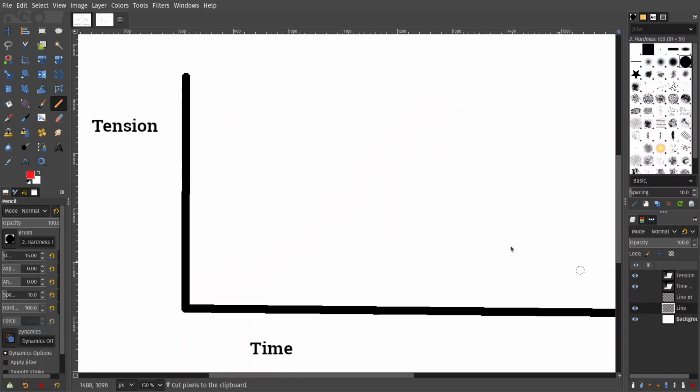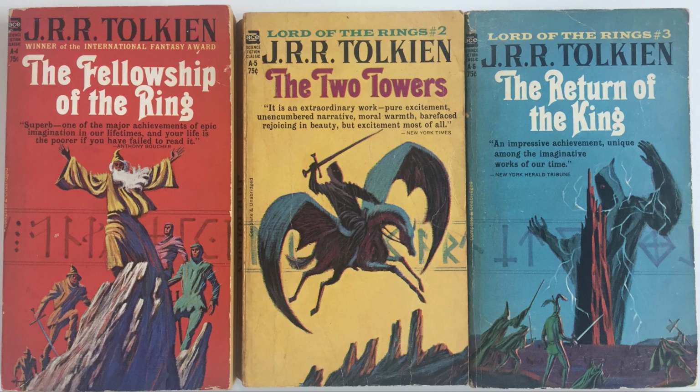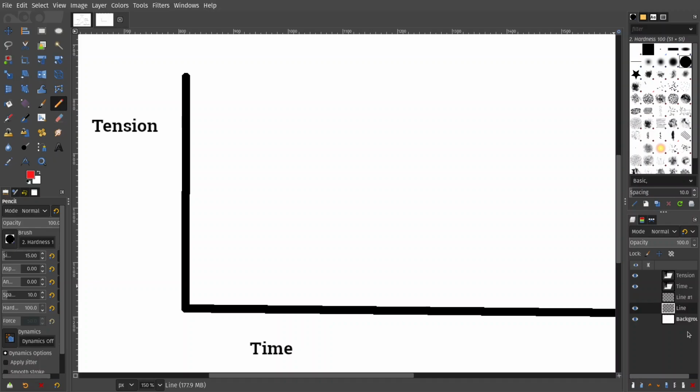Now I'm going to diagram you a story that doesn't exactly get it right. And a lot of people criticize this story for its beginning, and that's the first book of the Lord of the Rings, The Fellowship of the Ring. Now, on one hand, there's an argument to be made that we sometimes have to read things that are boring to get to the good stuff. But on the other hand, I can kind of see where people come from with the Fellowship of the Ring.